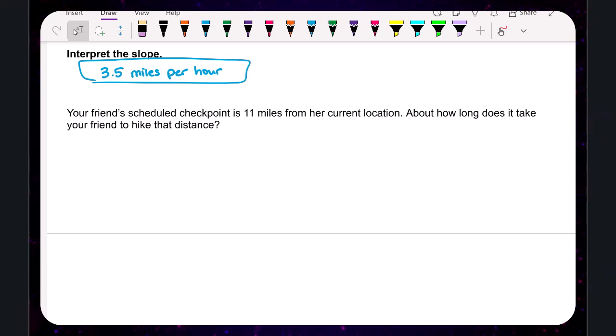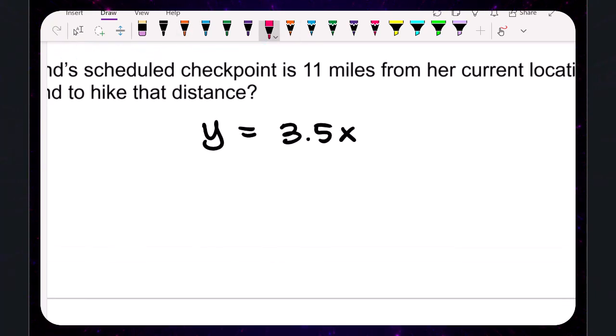It says your friend's scheduled checkpoint is 11 miles away from her current location. How long is it going to take for your friend to hike that distance? Okay, let's do the last time. We're going to write down our equation, and then above it, we're going to write down what each stands for. So y is in miles, but this time x is in hours because we changed situations.